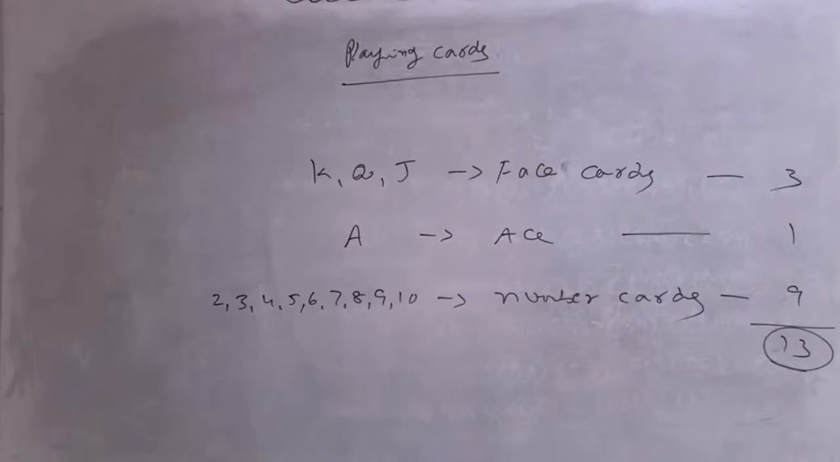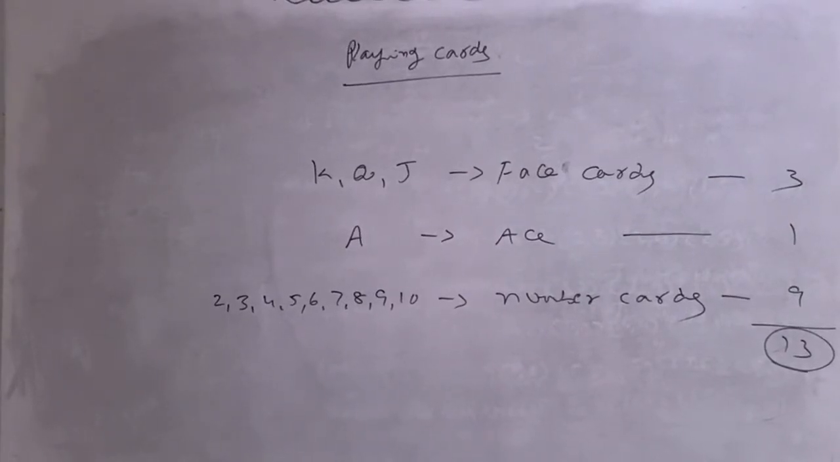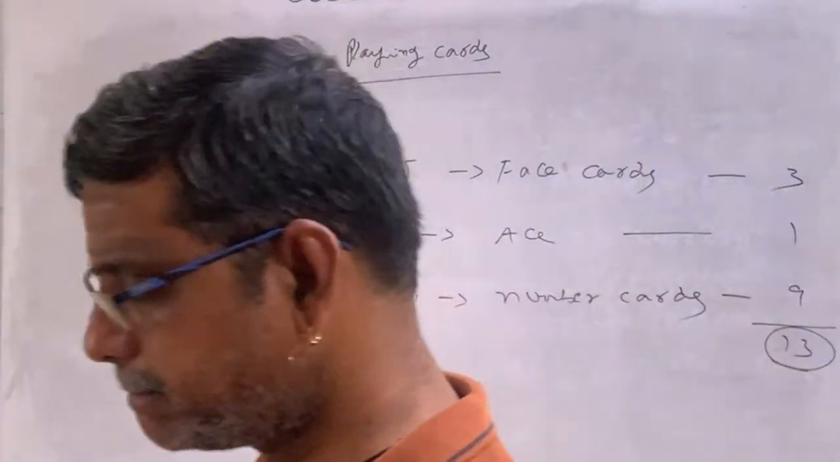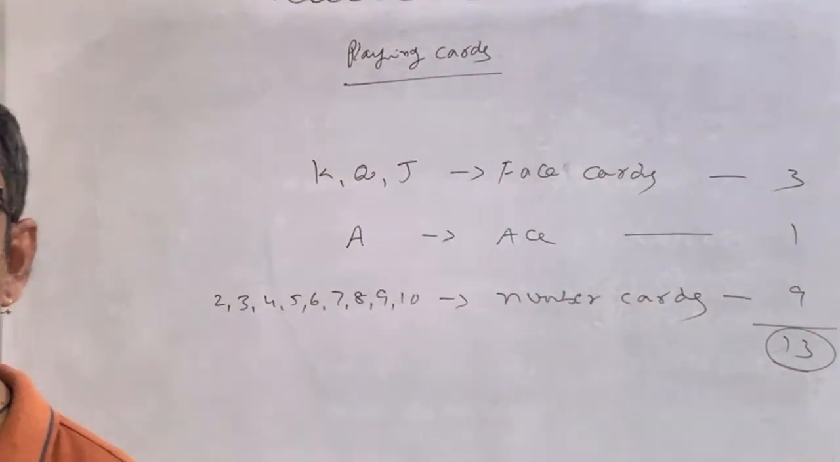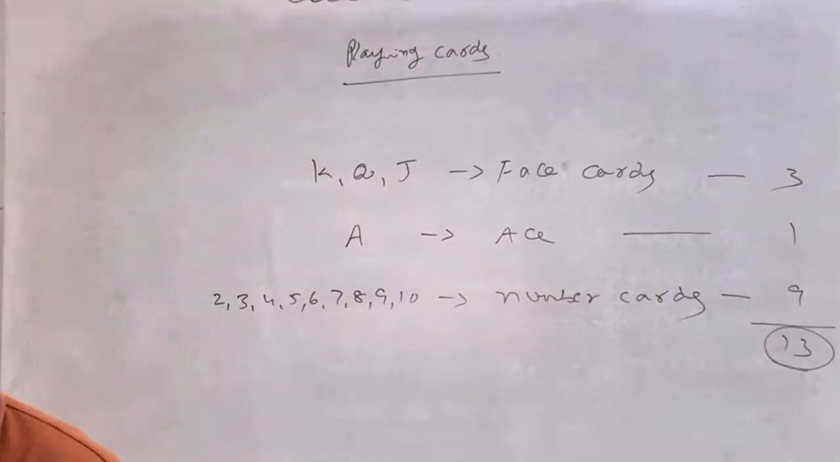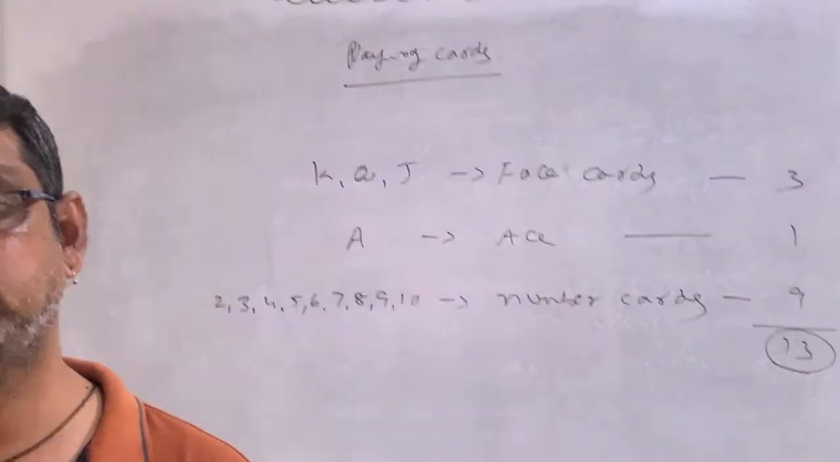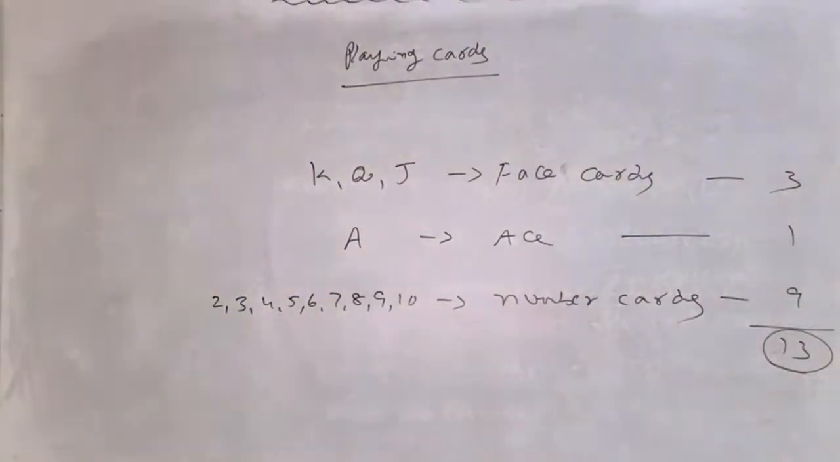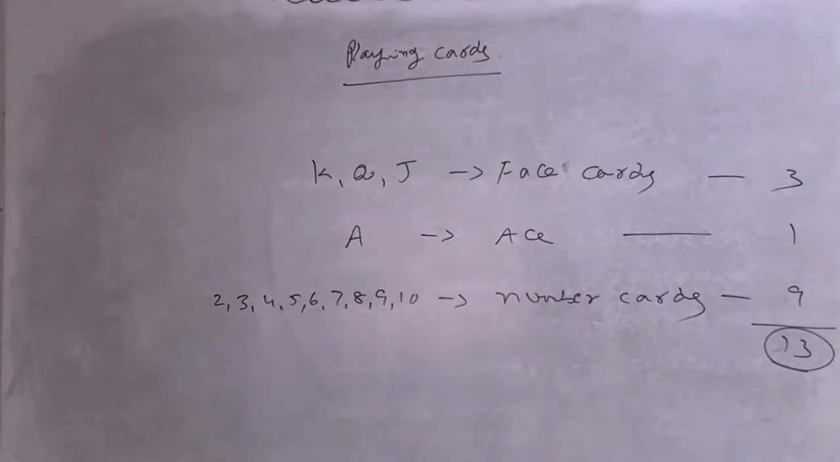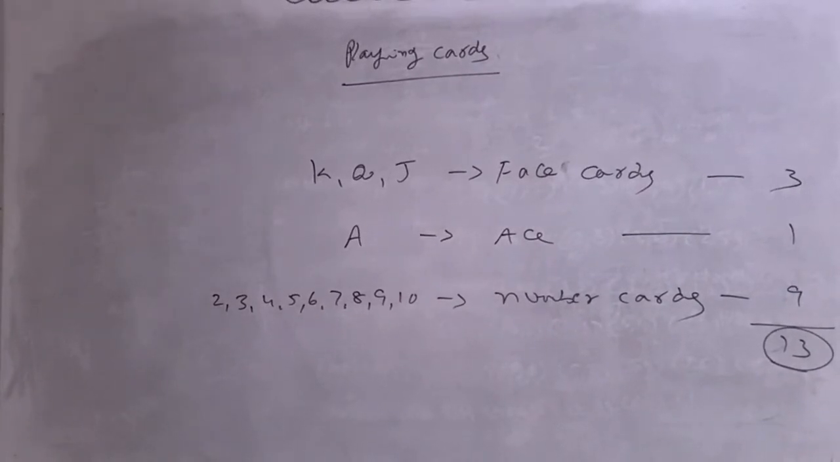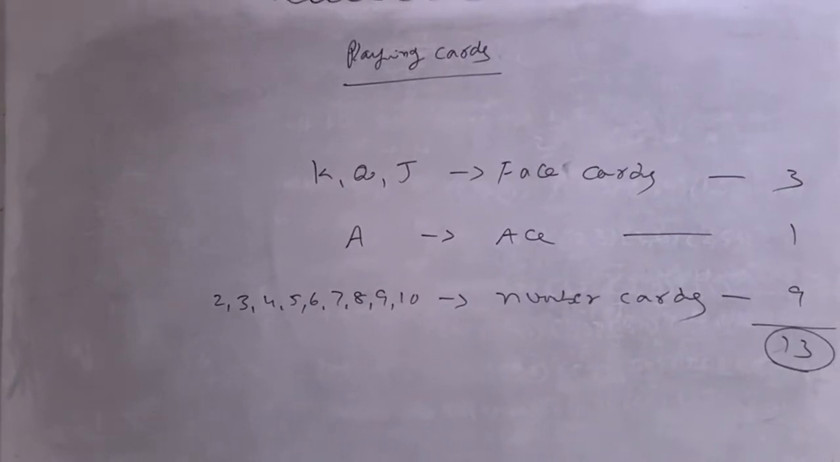Okay? Now, can anyone say in a deck of cards how many face cards will be there? In one shape, 3 face cards. Total 4 shapes. 4 threes, 12 face cards. We can see 12 face cards. Is that right, children?